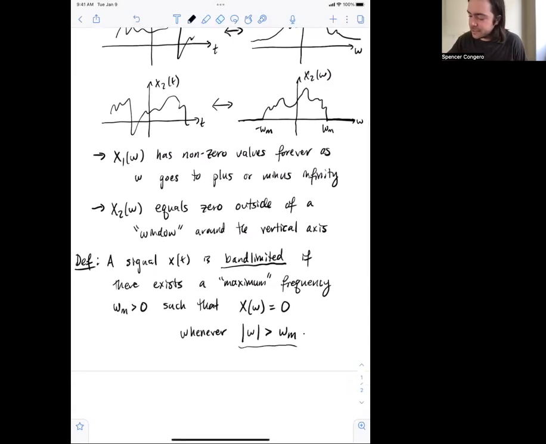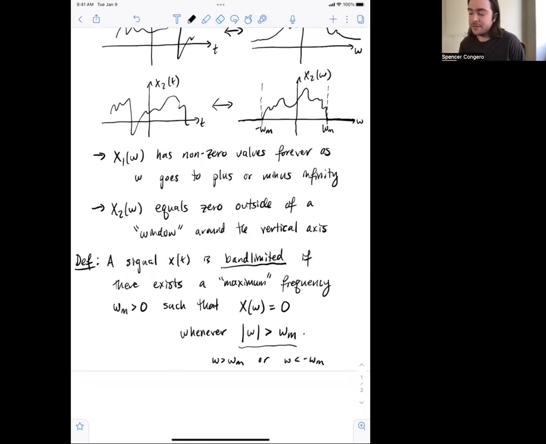This condition is really the same as whenever omega is greater than omega sub m, or omega is less than negative omega sub m. In either case, the absolute value of omega would be greater than omega sub max. And what does it look like in a picture? Well, it's just saying if I draw these dotted lines here, that within those dotted lines, who knows what can happen?